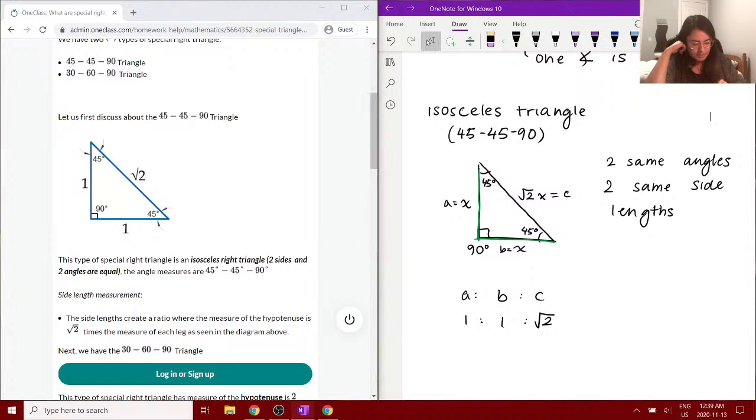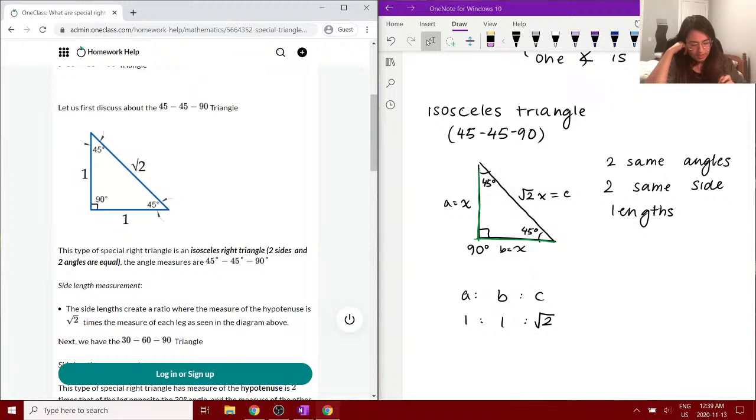We can read here: side lengths create a ratio where the measurement of the hypotenuse is root 2 times the measurement of each leg. So that's the reasoning behind this. If you went through the Pythagorean theorem, you would be able to find that, with A and B given as x, so let's just do that quickly. We have a squared plus b squared equals c squared.